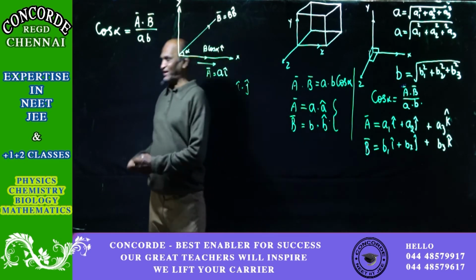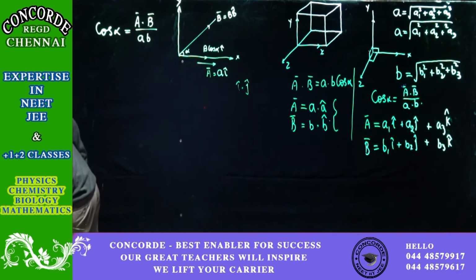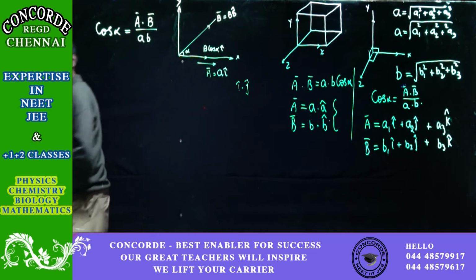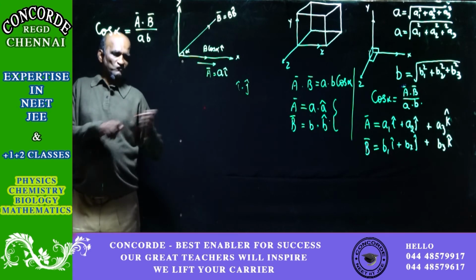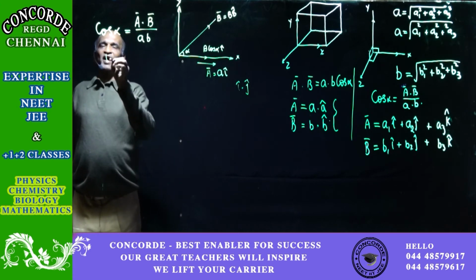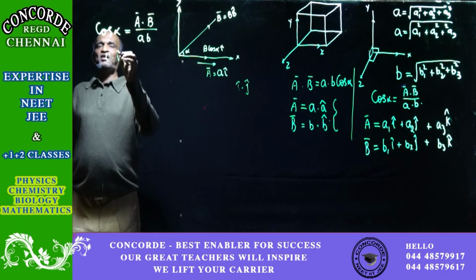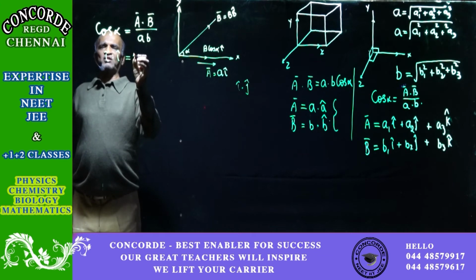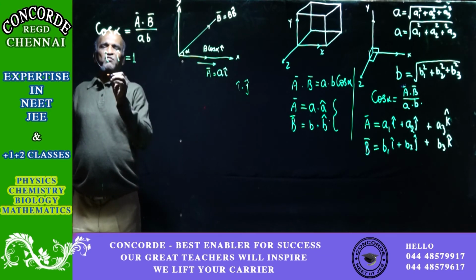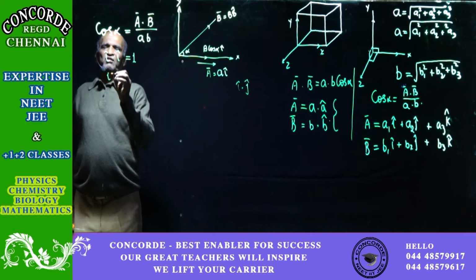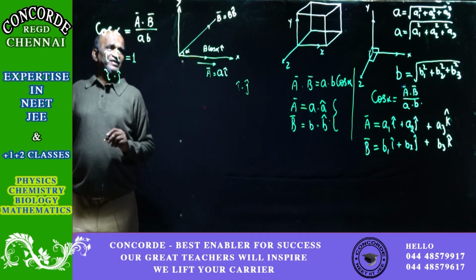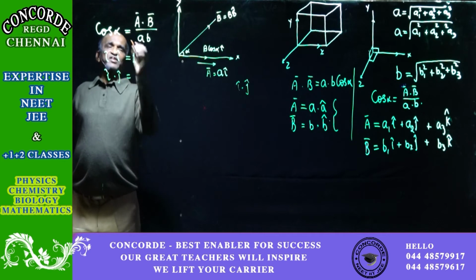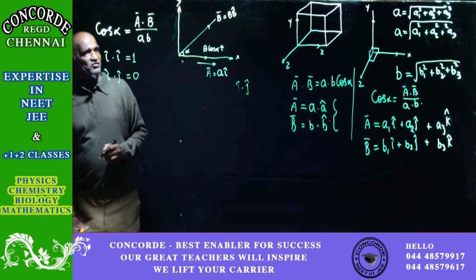So now see the result that we get. I dot I, you can show the cap or even otherwise, never mind, is equal to 1. And I dot j, just now we have seen, it represents 90 degree directions, and cos 90 is equal to 0. So I dot j will be 0.